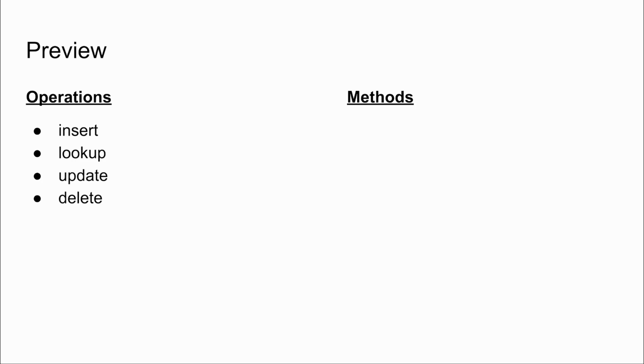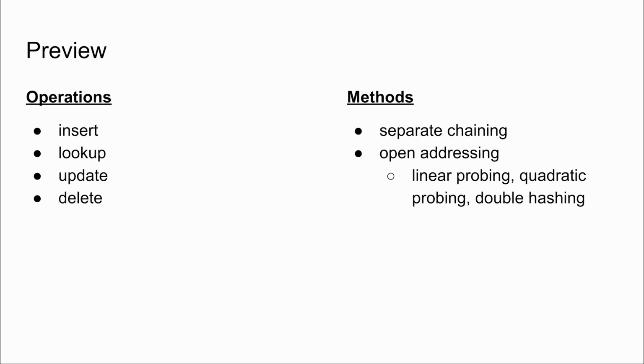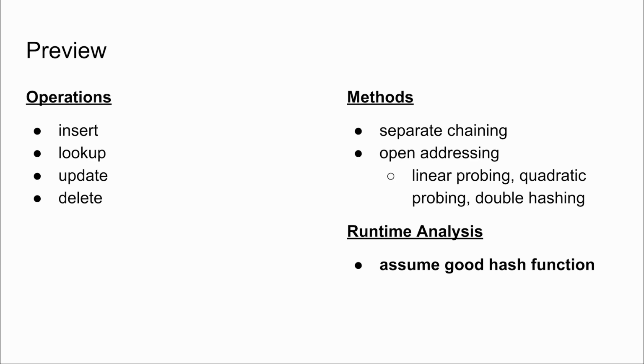First, a preview of what we will be learning today. We will be analyzing the operations insert, lookup, update, and delete. We will do this in the context of separate chaining and open addressing collision resolution strategies. Within open addressing, these analyses specifically apply to linear probing, quadratic probing, and double hashing methods of open addressing. For our runtime analysis, we will be assuming a good hash function, because if we don't, there is no upper bound on how inefficient your hash table can be. We will analyze the average case, the worst case, and do an amortized analysis for insertion.